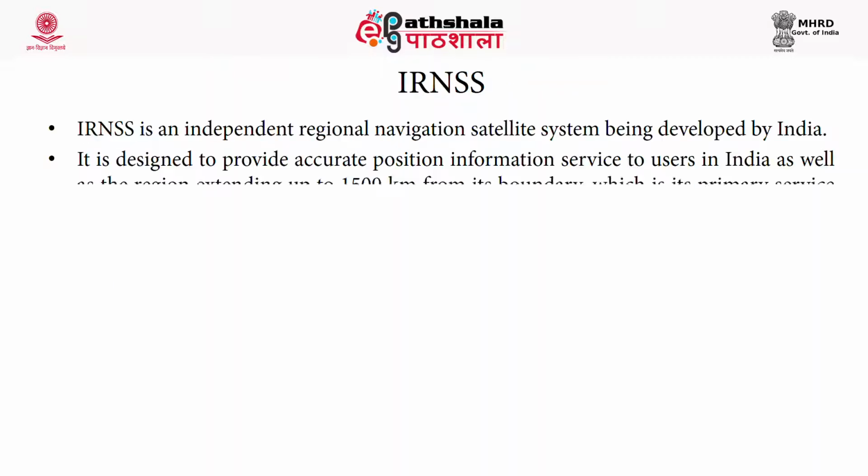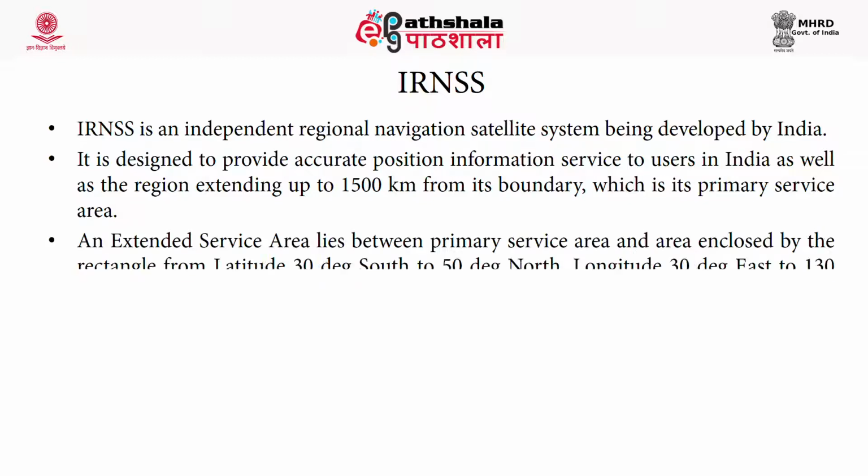Now, coming to the Indian Regional Navigational Satellite System, it is an independent satellite system being developed by India. It is designed to provide accurate position information service to users in India as well as the region extending up to 1500 kilometers from its boundary, which is its primary service area. Also, an extended service area lies between the primary service area and the area that is enclosed if we consider a rectangle from 30° south latitude to 50° north latitude and 30° east longitude to 130° east longitude.